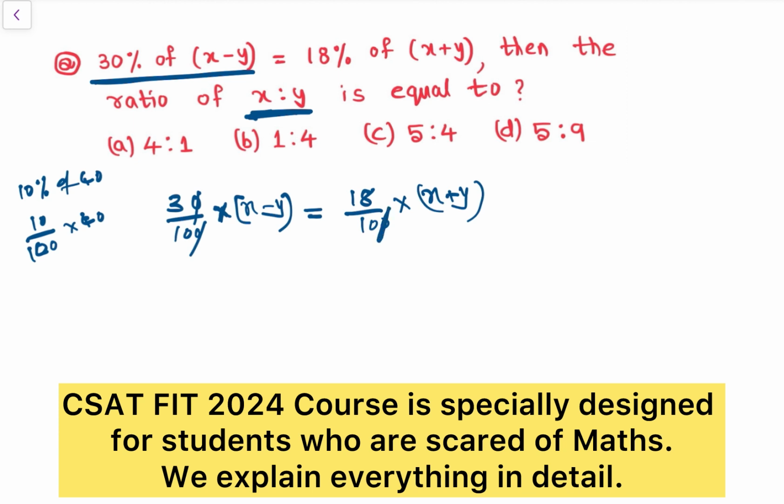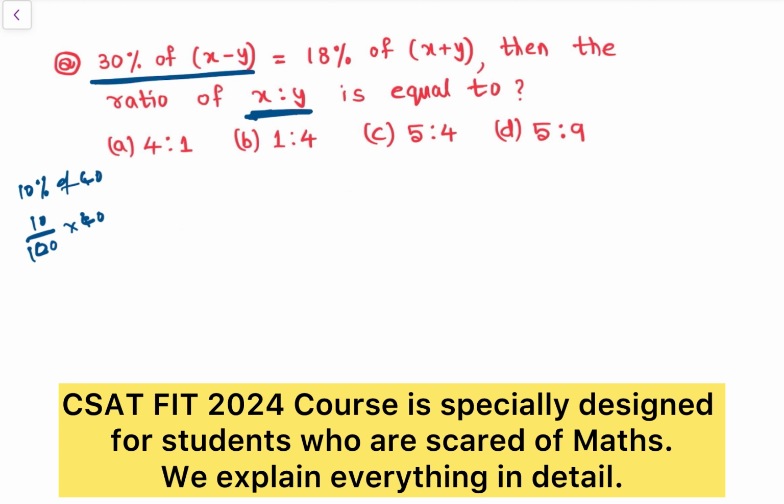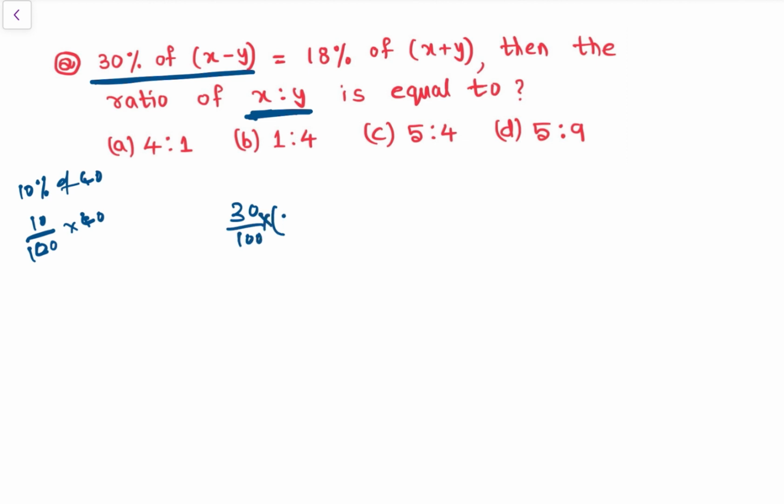Sorry, let's solve it like this. So 30 by 100 into x minus y is equal to 18 by 100 into x plus y. Let's do the calculations like this. So this cancels.